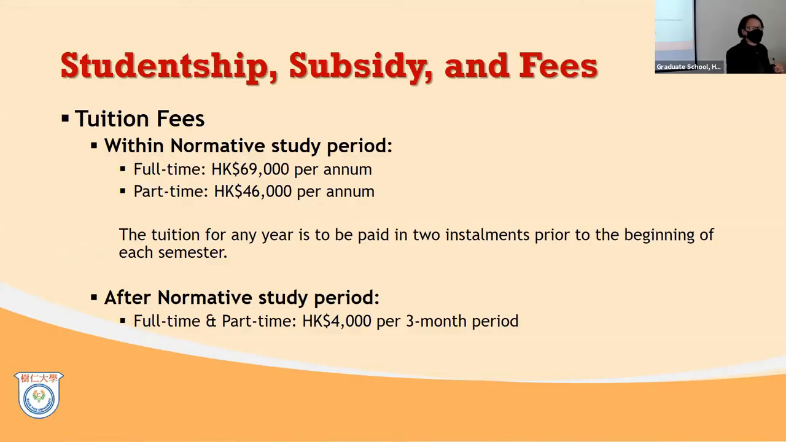The next thing that people are interested to know is the tuition. So for each year, for a full-time student within the normative period, it's $69,000 per year, part-time is $46,000 per year, and it's paid in installments during your normative period. So it's 2 years of full-time MPhil, 3 years for a PhD with a master's, and 4 years without a master's for the PhD program.